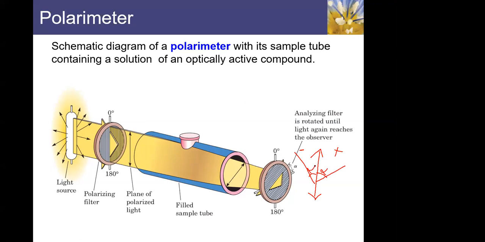Are we all okay? Any questions? So this is the diagram from your book. This is the light, which is moving in all the planes, oscillating in all the planes. This is your polarizer. This is your sampler, where you fill the sample, and this is your analyzer, right? This one is your analyzer, and you're observing it here. Any questions?